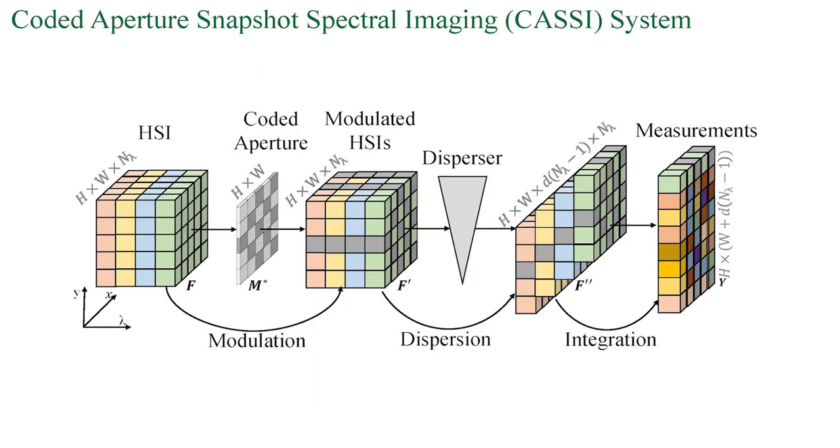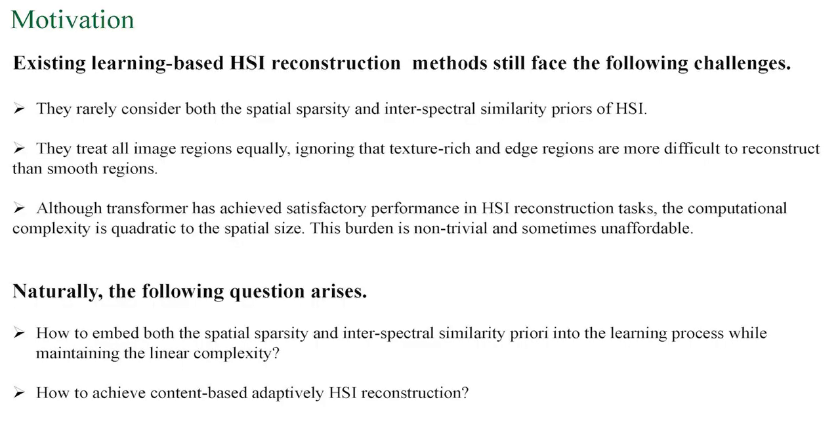For hyperspectral SCI, the most commonly used imaging system is the Coded Aperture Snapshot Spectral Imaging system, or CASSI for short. The figure shows the imaging process of a single dispersion CASSI system. The 3D data cube of multiple spectral bands from the target scene is first modulated by a fixed mask and then shifted by a disperser. Next, the spectral data are accumulated pixel by pixel on an image acquisition device to obtain the final compressed 2D measurement. Recently, learning-based hyperspectral image reconstruction methods have demonstrated promising performance.